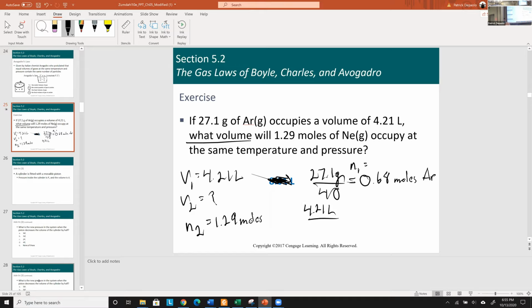4.21 liters over N1, which is 0.68, equals V2 over 1.29, and we multiply that by 1.29. So 4.21 divided by 0.68 times 1.29, and I get 7.99. And what did they get? They got 8.01. Ooh, so different. Close enough.